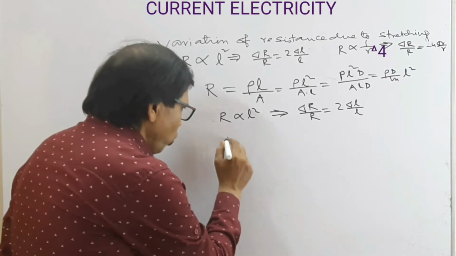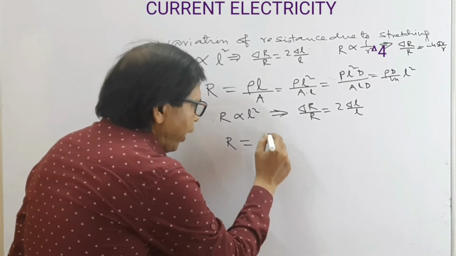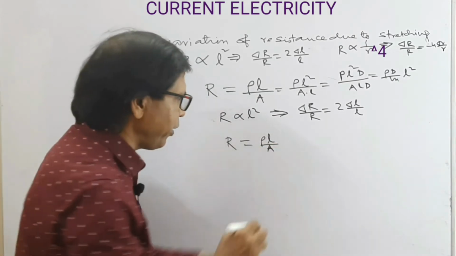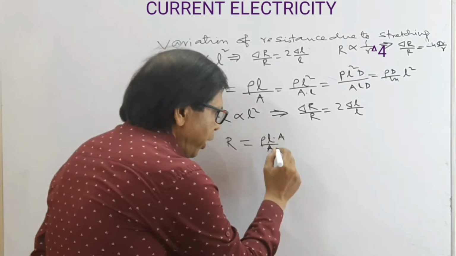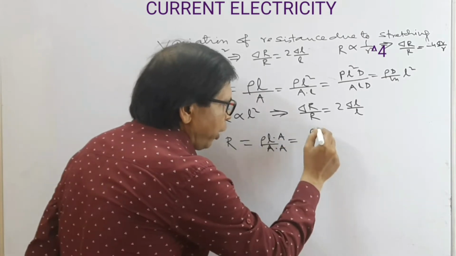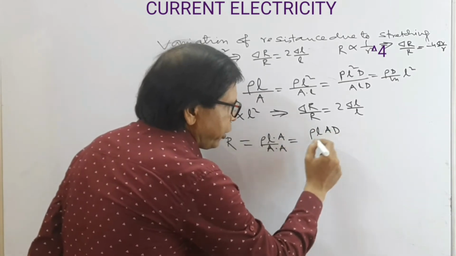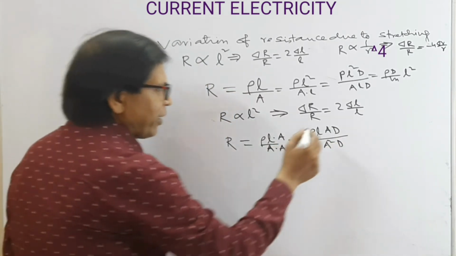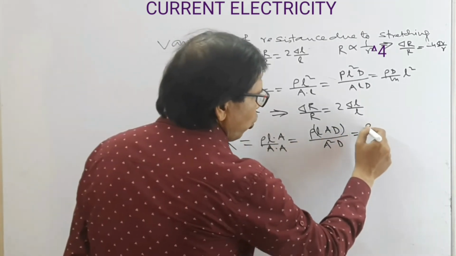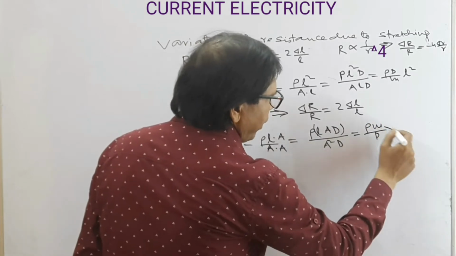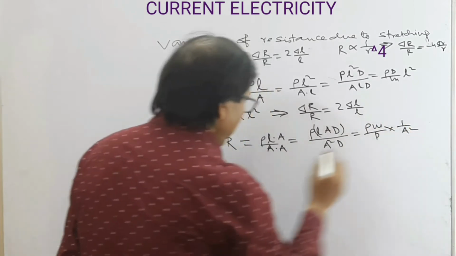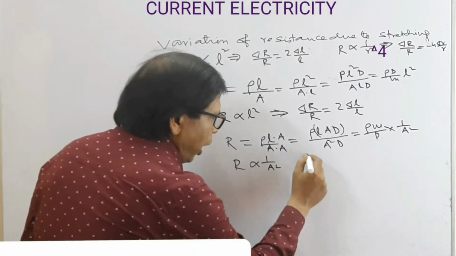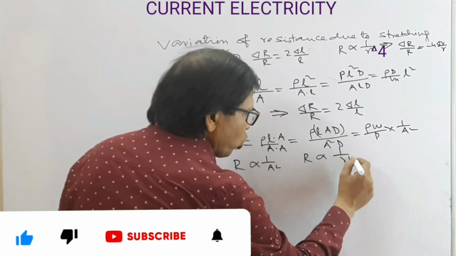Now resistance due to recasting. Look at this, we know R equals rho L by A. Now multiplying both numerator and denominator by A, this is rho L A times density D divided by A square D. Now look at this, this is the mass M. So rho M by D into 1 by A square. Therefore R is proportional to 1 by A square, or R is proportional to 1 by r to the power 4.